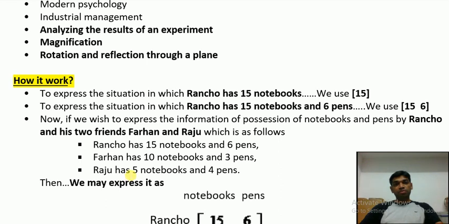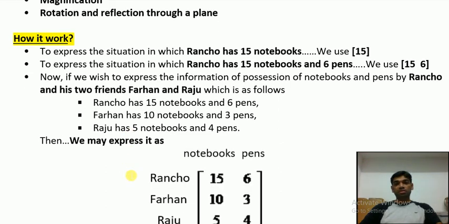How it works: how these programs work, or how we can write something in the form of matrices. To give the concept of these situations, we have considered some situations. To express the situation in which Rancho, some person, has 15 books, we use this 15 in the box, as you can see. To express the situation in which Rancho has 15 books and 6 pens, we can use this notation, 15, 6, in the box.